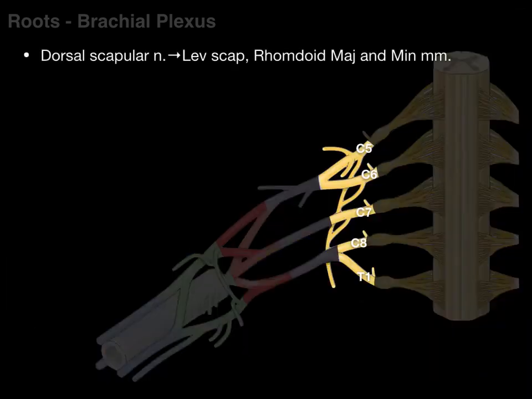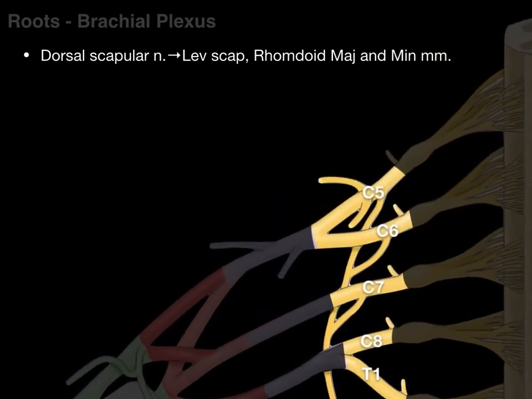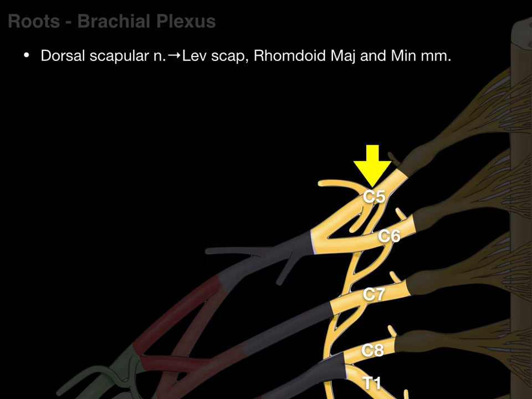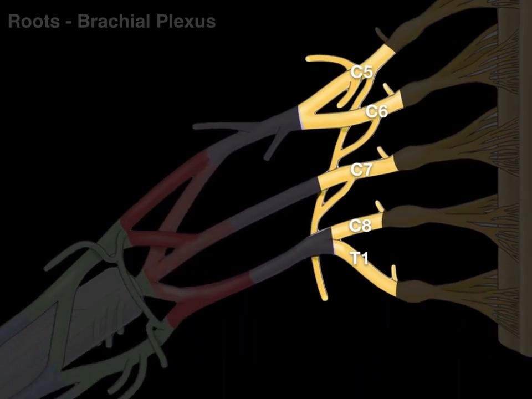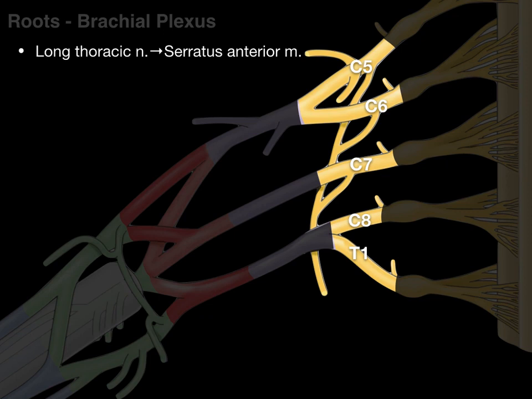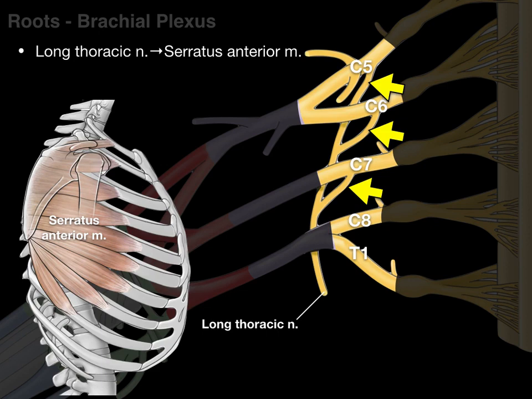Okay, so some of the branches off the roots include one called the dorsal scapular nerve that innervates the levator scapulae and rhomboid muscles. There is the C5 root, and there is the dorsal scapular nerve coming from the C5 root, and it innervates our levator scapulae, rhomboideus minor, and rhomboideus major muscles. Another branch is called the long thoracic nerve that innervates our serratus anterior. There are contributions from the C5, C6, and C7 roots that then make our long thoracic nerve that descends superficial to the serratus anterior and innervates it.